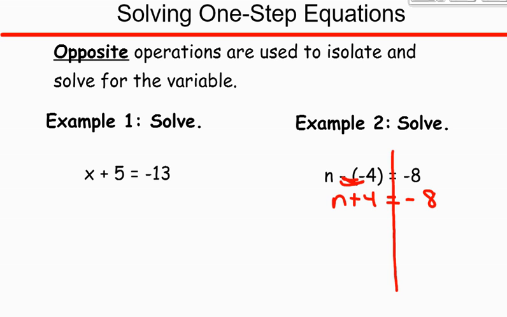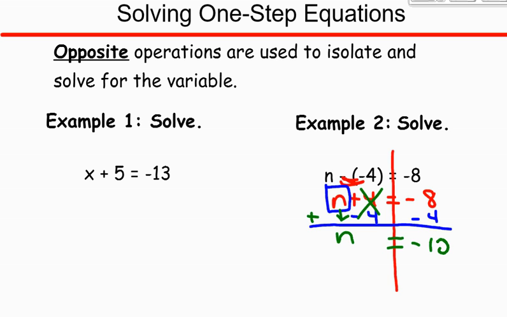Okay, trying to get the n this time by itself. My variable is an n. Okay, I can see that 4 is being added, so I want to get rid of the 4. So I'm going to do the opposite of add 4. I'm going to subtract 4 from both sides. All right, so I'm adding. N plus no n's is still going to give me n. 4 minus 4 is 0, so that kind of just goes away. And then on my right side, I have equals negative 12. Negative 8 minus 4 is negative 12.